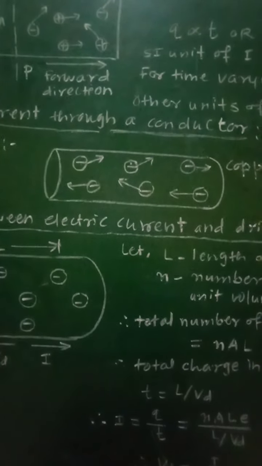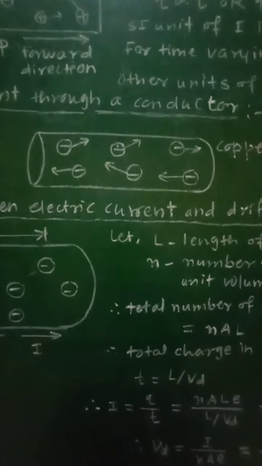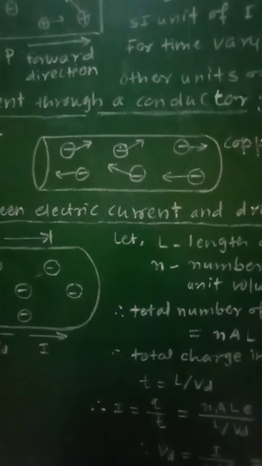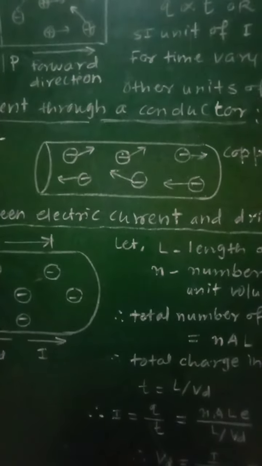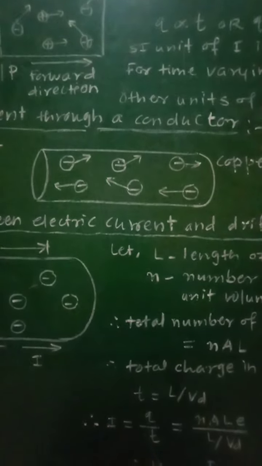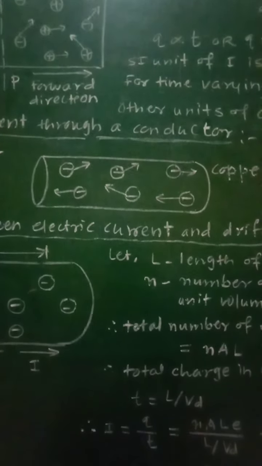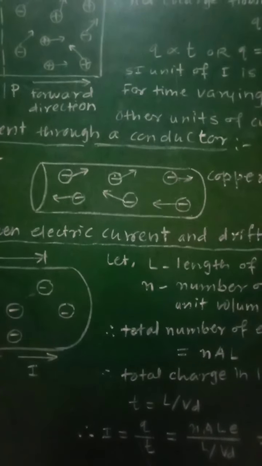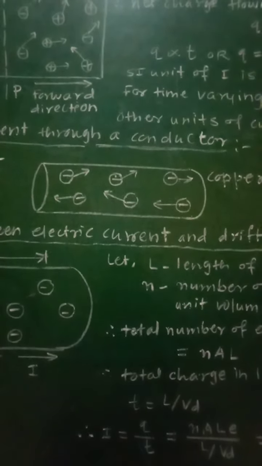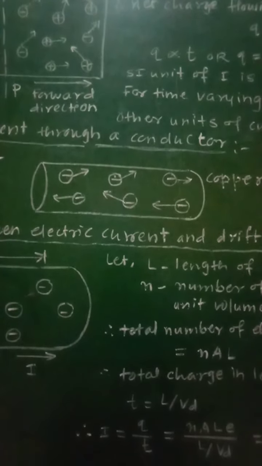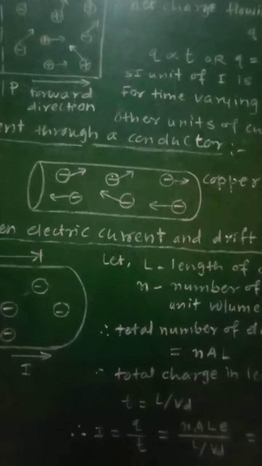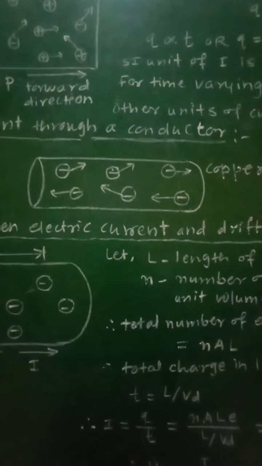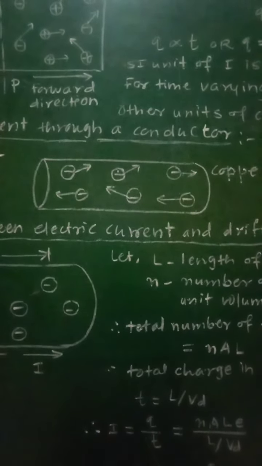There will be no net motion of these electrons in any direction because their motion will get cancelled with each other. If an electric field is applied along the length of that copper rod and a current is set up in the rod, then these electrons still move randomly, but they tend to drift. That is, they will move slowly in any given or particular fixed direction.